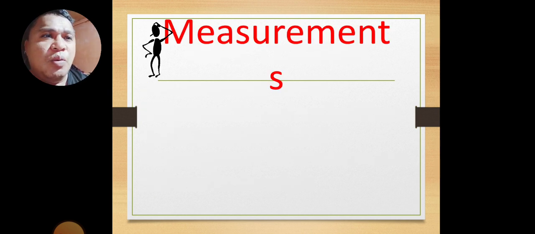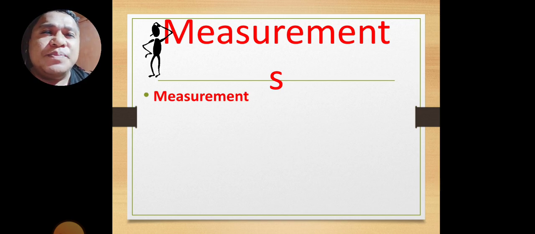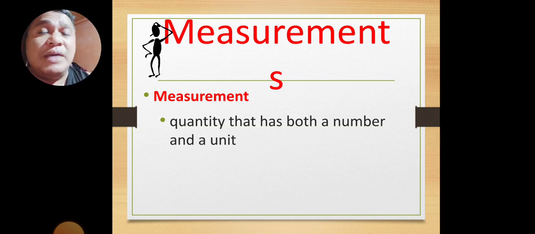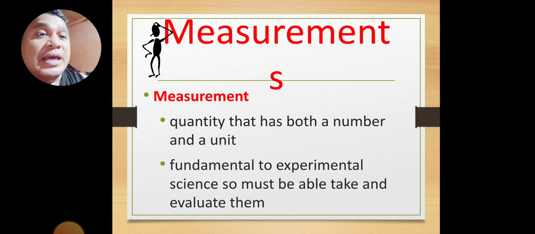Let's start. What happened to the measurements? In the first place, what do you understand about the meaning of measurement? We have different meanings of measurement, but in the context of science, measurement is a quantity that has both a number and of course a unit. So you will be dealing with numbers with their corresponding unit. And when you say measurement, it is fundamental to experimental science, so you must be able to take and evaluate them.